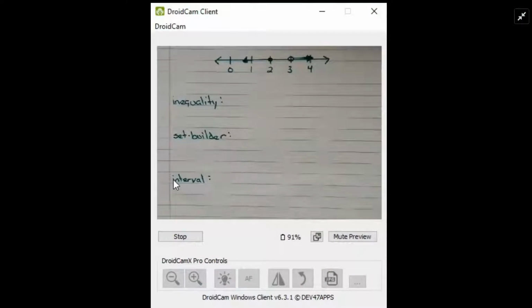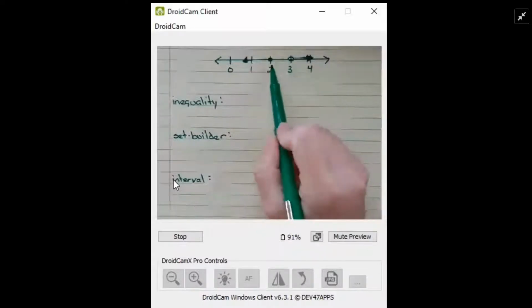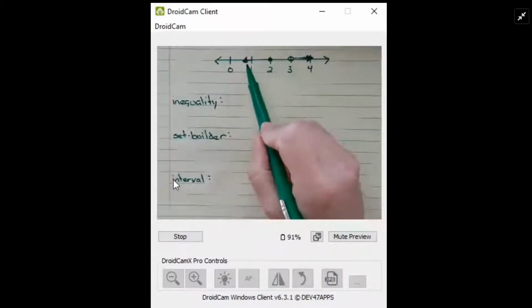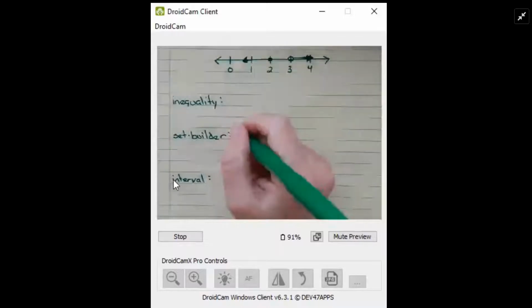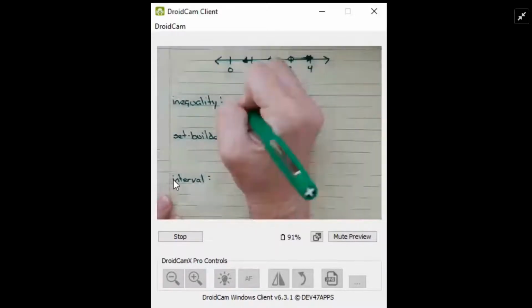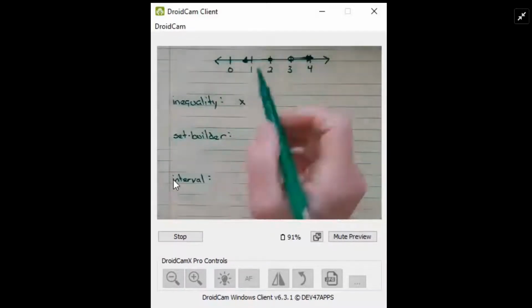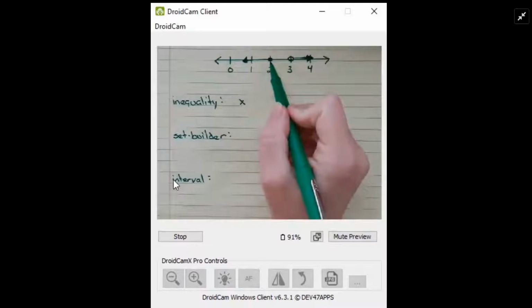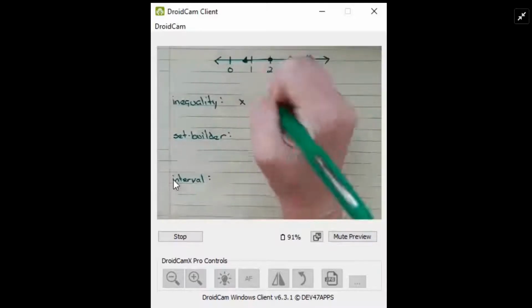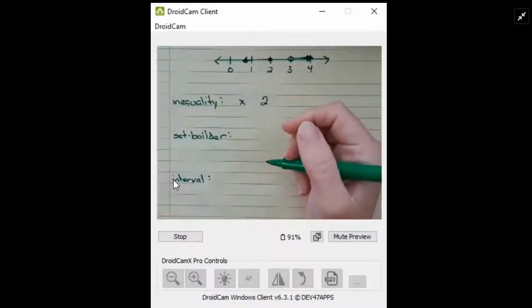Okay, so for this particular problem, we've got an open circle on the 3 with an arrow going to the right and a closed circle on the 2 with an arrow going to the left. So to write this as an inequality, I'm going to use our variable as x. So we're going to say x is, for the 2, the arrow is going to the left. So that means all the numbers smaller than the 2.